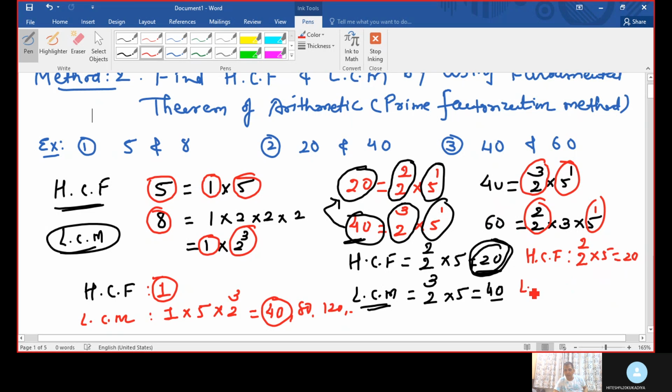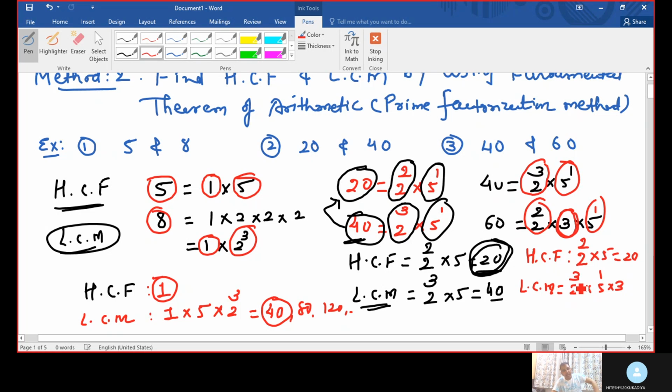Okay. Now we find LCM. Again, common factor but highest power. And here 5 raised to 1 also. And which factors are remaining? Here only 3 is remaining. Okay, so write down 3.